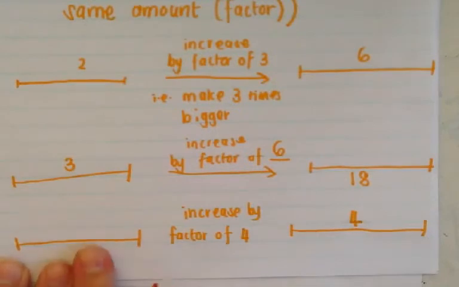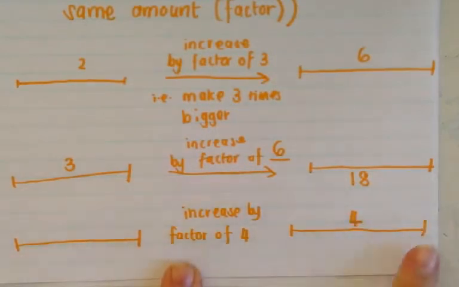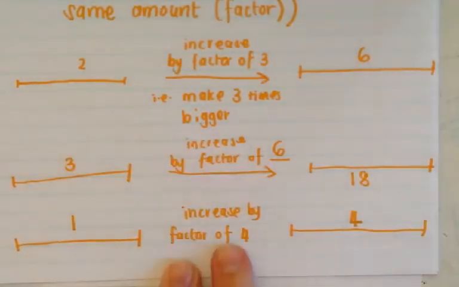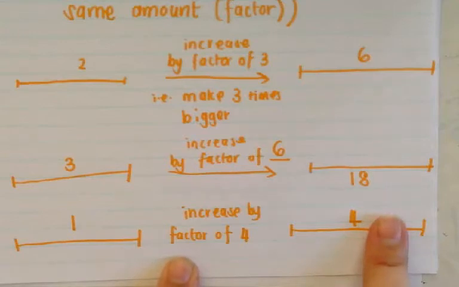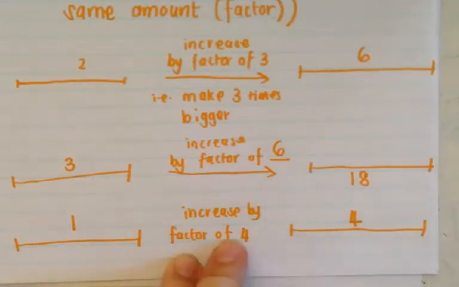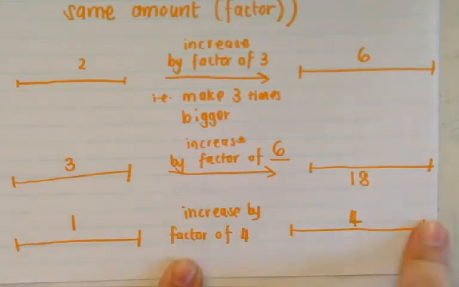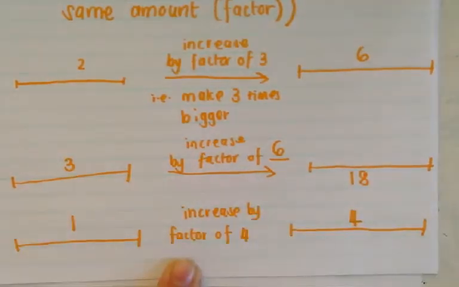If I had something, I increased it by a factor of 4, but the answer is 4, what did I have to start off with, Laszlo? I had to start off with 1. 1 times 4 gives me 4. Or backwards, 4 divided by 4 gives me 1. So forwards we would times, backwards we would divide.